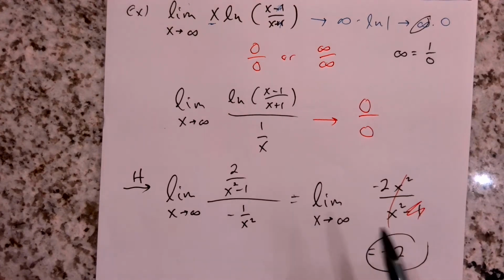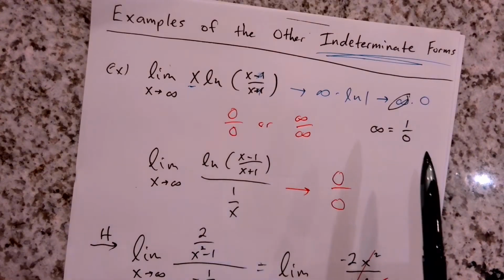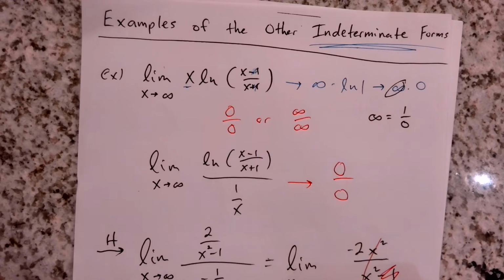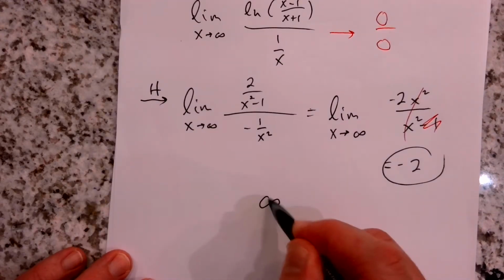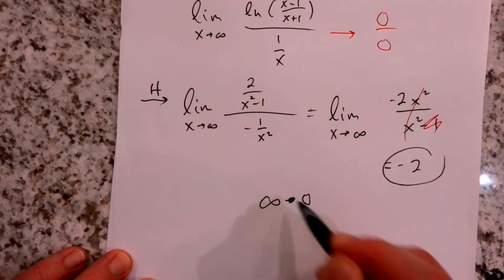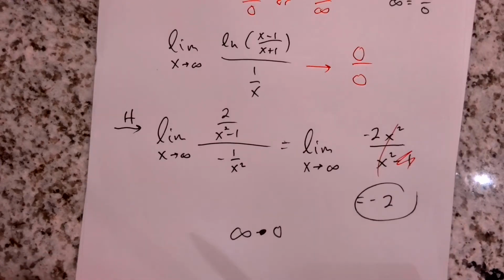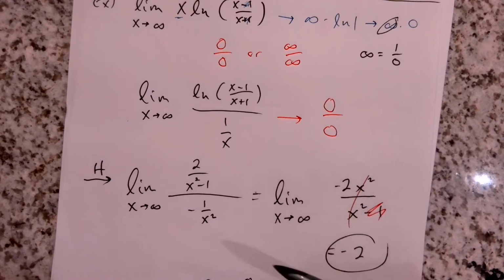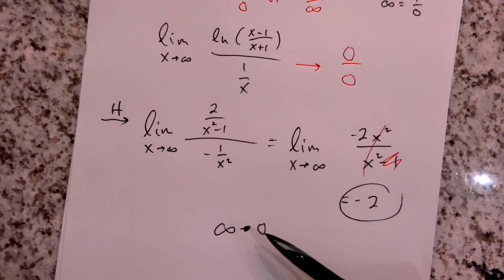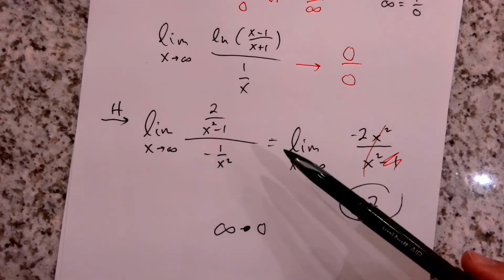So this was an example of infinity times 0. And you do the same process each time. You pick one of those two terms, the infinity term and the 0 term, and you essentially divide by the reciprocal.